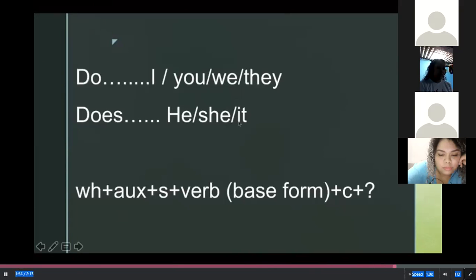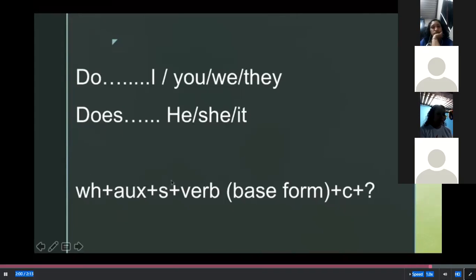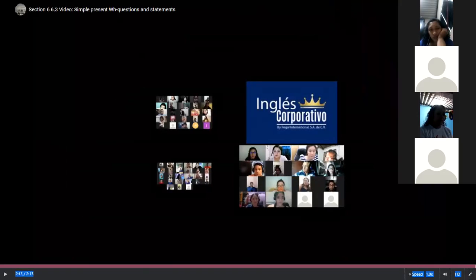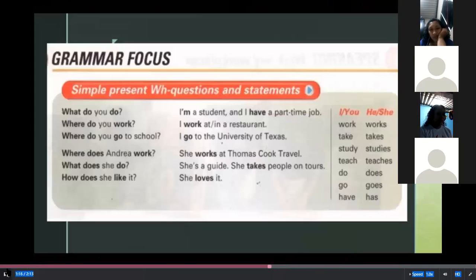When we put everything together, this is how the structure will look. We have WH question word, plus auxiliary, plus the subject, plus the verb in its base form, plus complement, plus question mark. Now what I want you to do is to type in a WH simple present question in our discussion box when talking in third person singular.